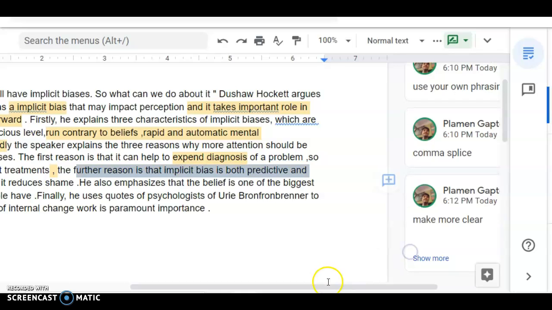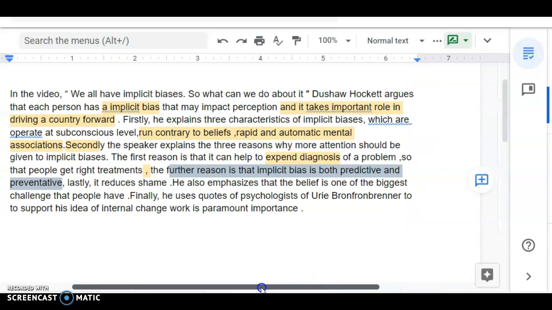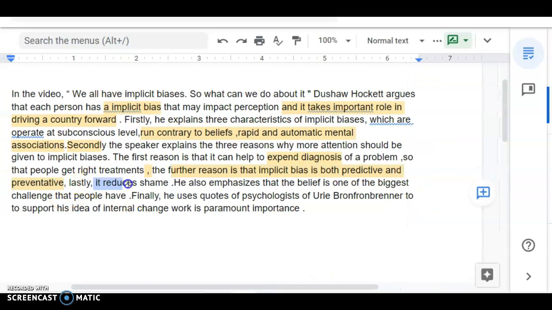Okay. And third, again, it reduces shame. He was saying it's not that biases reduce shame. What he was saying was that we need to openly discuss our own biases in a way which reduces shame. So we should not feel ashamed about discussing our biases. We should openly discuss them, and only then can we start fixing the problem. Okay.